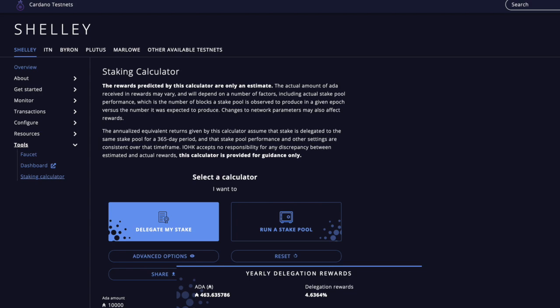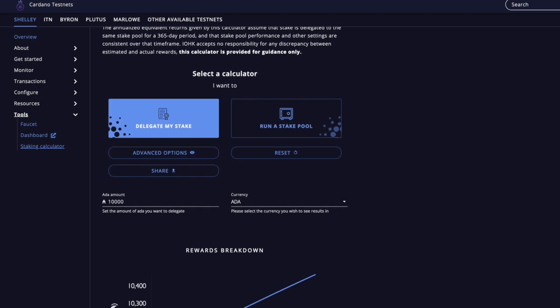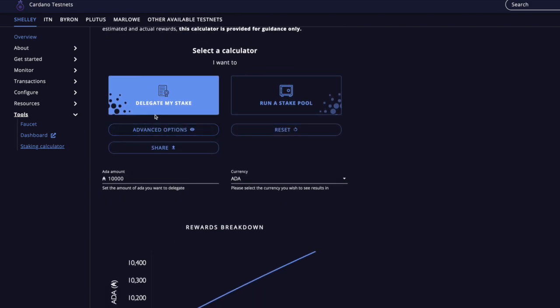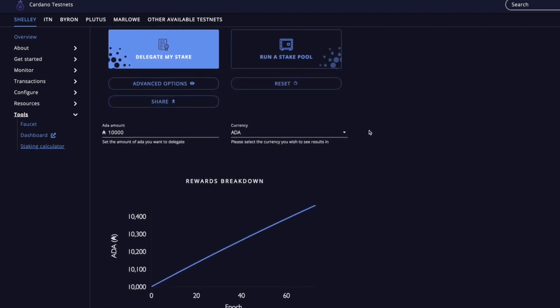So as far as what we're taking a look at here, this is going to be the new updated Shelley testnet staking calculator. I'll be sure to leave a link for this calculator down in the description if you do decide to check this out. What we're looking at, we can see we've got a couple options here. We can choose either to delegate your stake to a stake pool, or if you are going to be running a stake pool, you can choose that option here as well. The basic functionality of this calculator here, we've got some predetermined parameters that have been set already. This is going to give us just a basic idea as to what we can anticipate in terms of rewards.